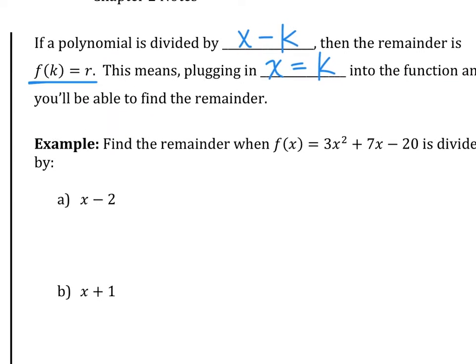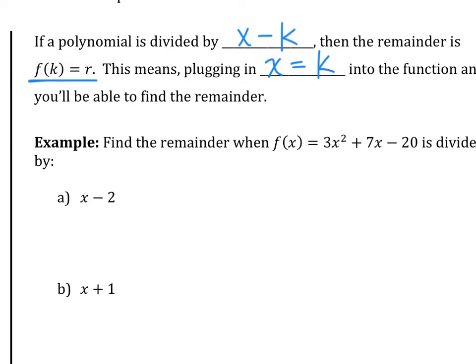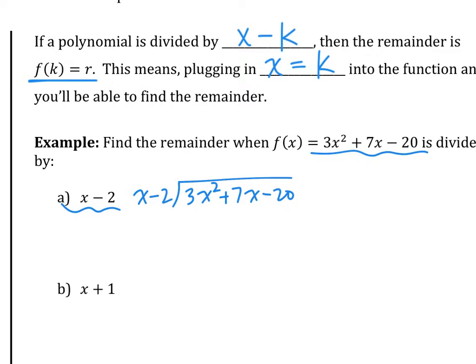So let's see if that's true. We're going to find the remainder by dividing by this. Okay, so we're going to do it by long division first and see what remainder we get. 3x squared plus 7x minus 20. We're going to divide by x minus 2. All right, go ahead and do that and see what remainder you get. Okay, once you solve it, what remainder did you get? 6? Yes.